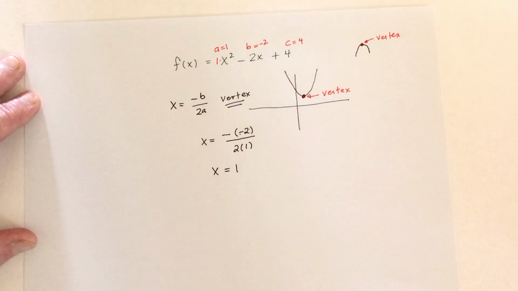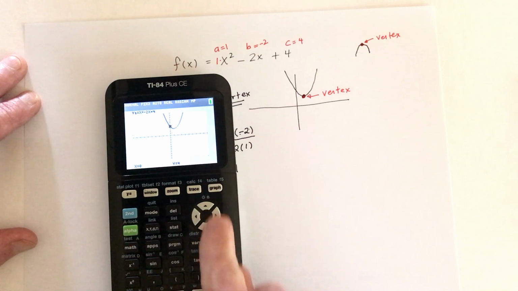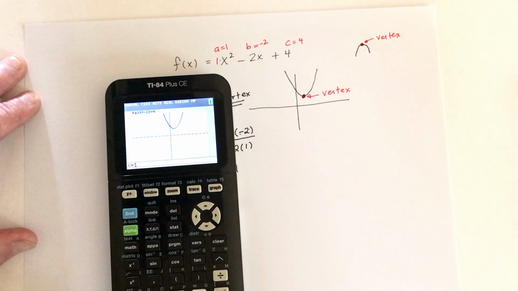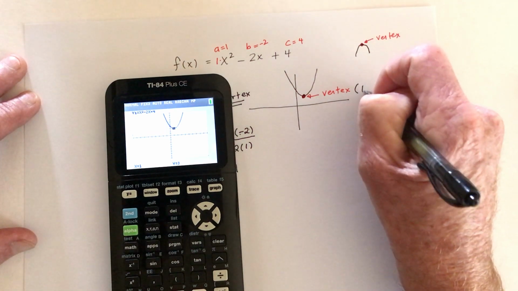And then if I check my work, go back to the graph, put trace, and type in a 1. So it's going to say x equals 1, and sure enough, that's the vertex. So the vertex is at 1, 3.